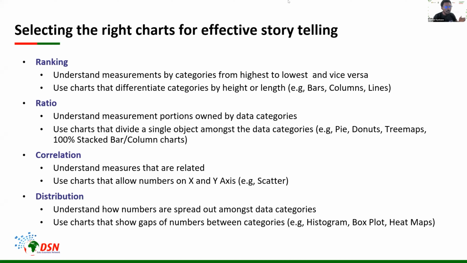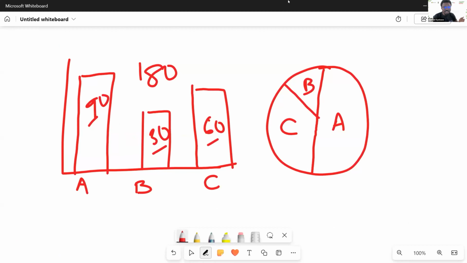Then number 2 is ratio. And ratio is when we are trying to understand measurement portions owned by our data category, just like my example 2 that I just showed you now, where we are trying to figure out which department, proportional wise, has the highest number of students. And you want to use charts that divide a single object amongst the data categories. If you look at the first chart, there are 3 different objects to talk about the different departments. But in the second, all the departments are inside one singular object. So we now have to cut that singular object to display what proportion each one of them has.